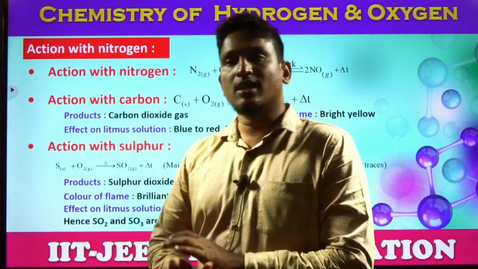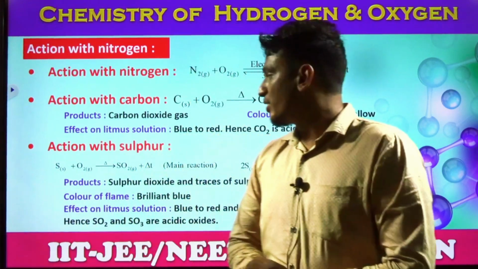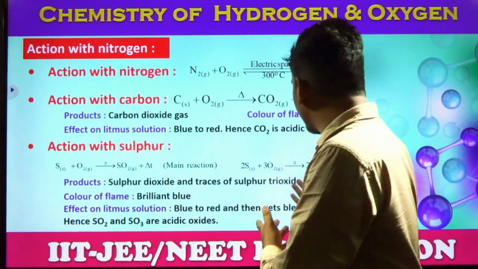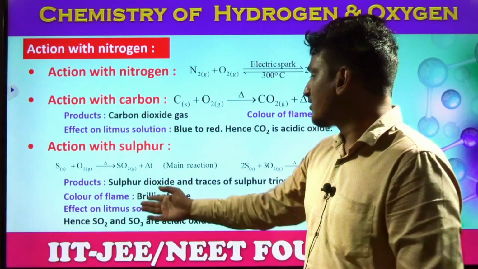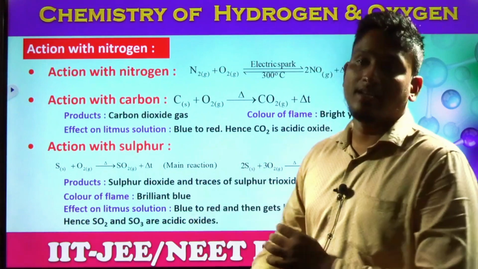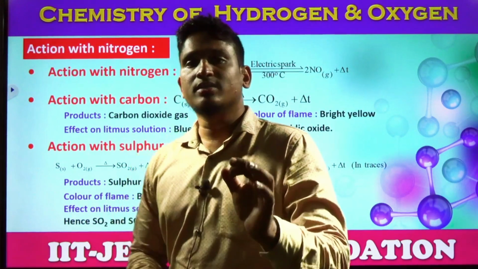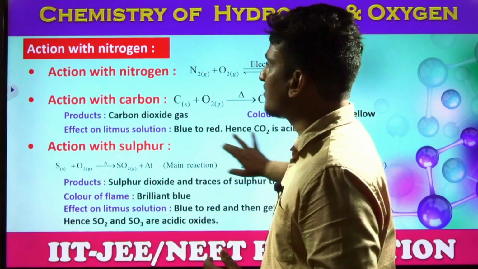Sulfur, reaction with sulfur. Sulfur reacts with oxygen, that means burning of sulfur. It produces sulfur dioxide and the respective sulfur trioxide also. The color of the flame is bluish and the color change is blue to red, students. So metallic oxides are basic in nature, non-metallic oxides are acidic in nature. That's the point to be noted here.